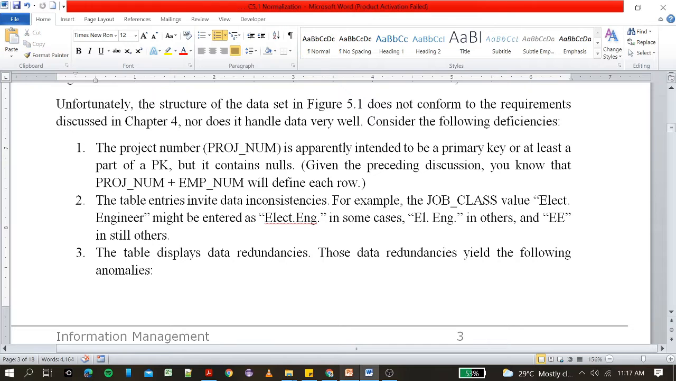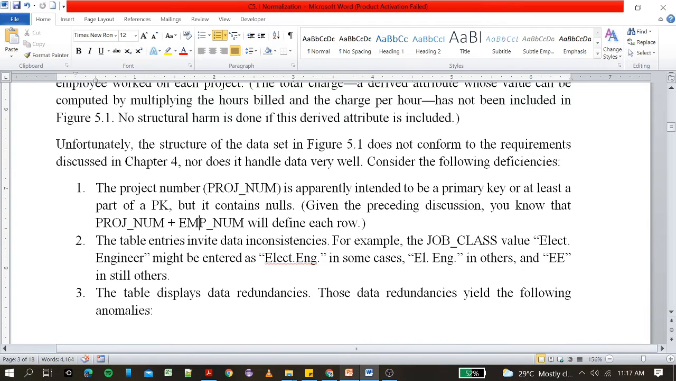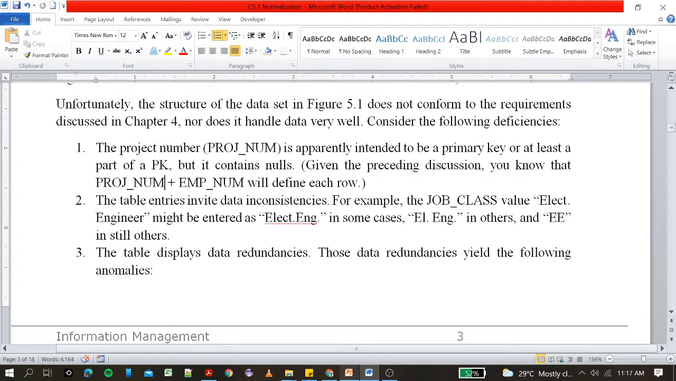Okay? So, given the preceding discussion, you know that project number plus employee number will define each row. So, kung papaalalahanan nyo, we have another type of key which is called the composite key, at yun yung combination of two attributes that is considered as the primary key of the table. So, ibig sabihin, kapag pinagsama natin yung project number at employee number, pwede nating ma-identify yung each row doon sa ating table. Okay? And that could serve as a primary key of the table.